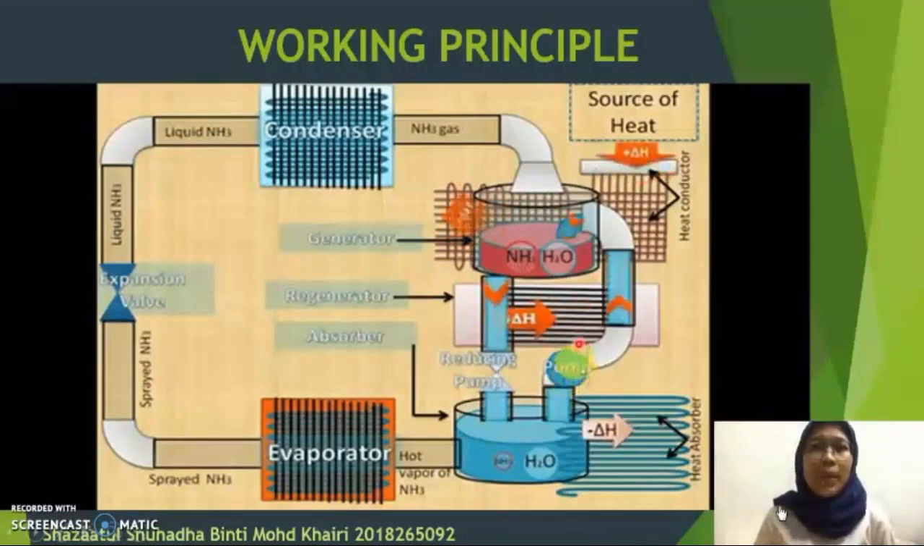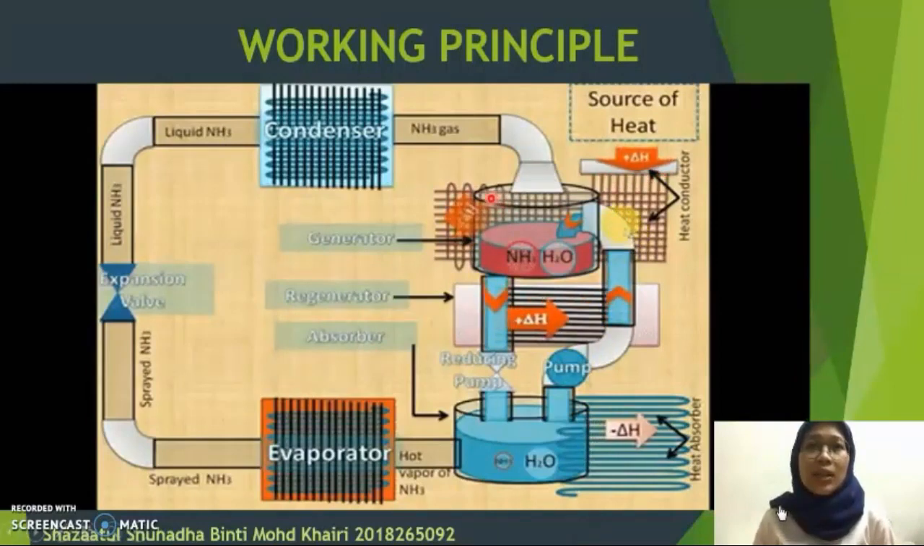Beside the absorber, there is a pump. This pump will transfer the strong ammonia water solution into the generator. Heat is applied to the generator by an external heat source. When the ammonia water solution enters the generator, it will be heated and turn into vapor.